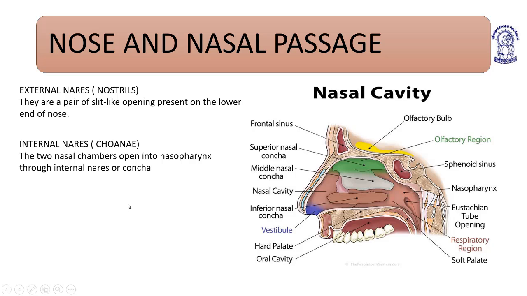Now, we will discuss the nose and the nasal passage. Before that, terminal bronchioles open into respiratory bronchioles. Then it moves to the alveolar duct, then atria, then alveolar sac, then alveoli.